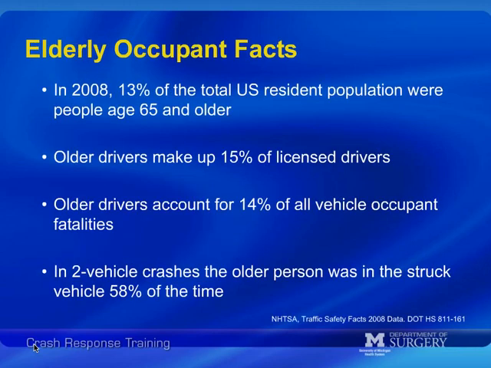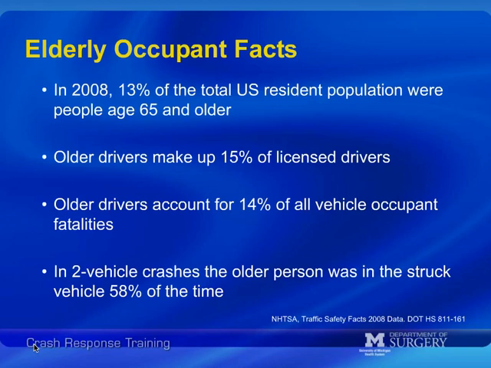At the other end of the age spectrum are the elderly. This demographic, which is generally considered to be people aged 65 and older, is increasing. Some occupant facts: in 2008, 13% of the total U.S. resident population were people aged 65 and older. Older drivers make up 15% of licensed drivers. They account for 14% of all vehicle occupant fatalities.